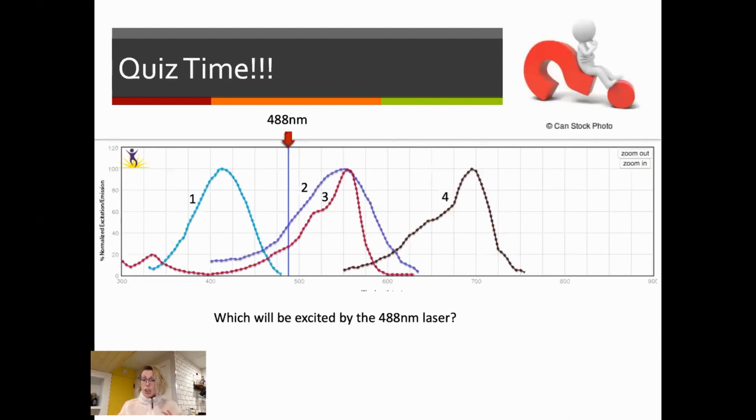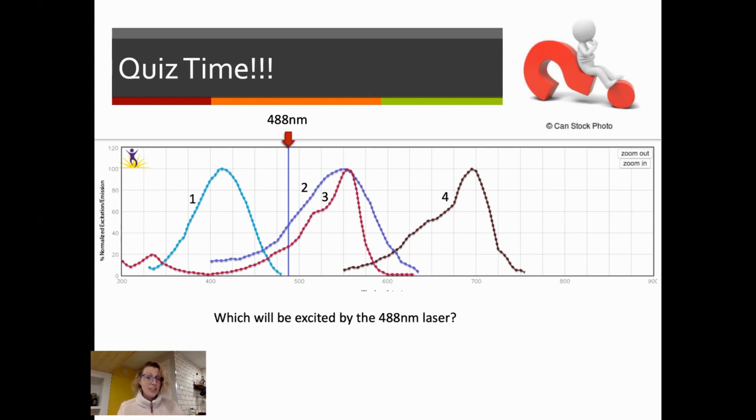So determining which lasers excite which fluorochromes comes back to the excitation plots. In this case, we have 4 different fluorochromes, and you can see this fluorochrome is excited somewhere around this point, and by here we can't excite it anymore. So if we're using a 488 nanometer laser line, which of these fluorochromes will we be able to excite with it? I'll give you a hint.